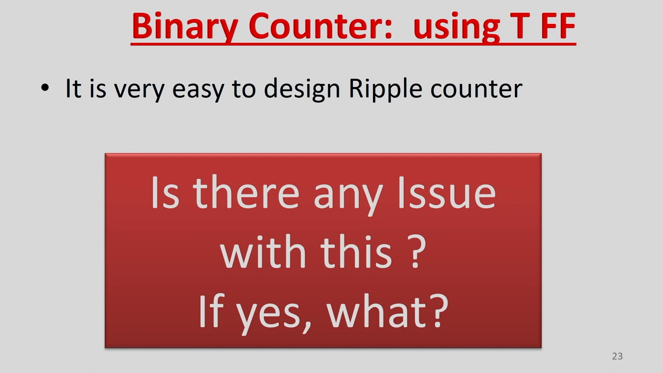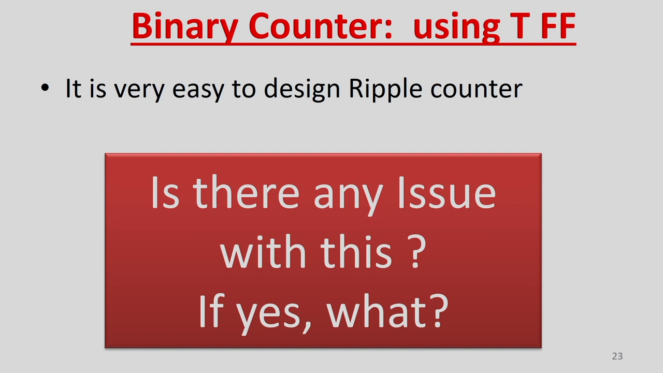A binary counter is easy to design using either a T flip flop or a D flip flop. It is very easy to design. Is there any issue with this? If yes, what are the issues? We are giving the clock from one flip flop to another flip flop. It is supposed to be synchronous, but we are playing with the clock, and that is one of the most important demerits of the asynchronous ripple counter.